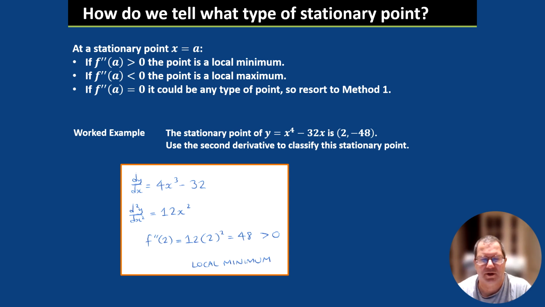And we're going back to this worked example with a stationary point of (2, negative 48) for y equals x to the 4 minus 32x. And we're now going to use the second derivative to classify the stationary point. So differentiating it again, we get 4x cubed minus 32. The second derivative is 12x squared. And if we substitute 2 into that, then we're obviously going to get a positive value. Therefore, that is a local minimum.